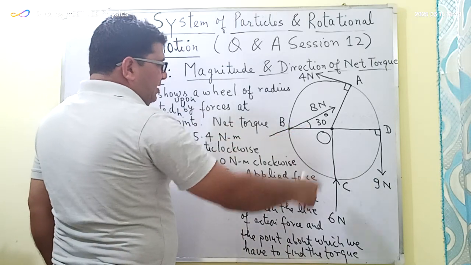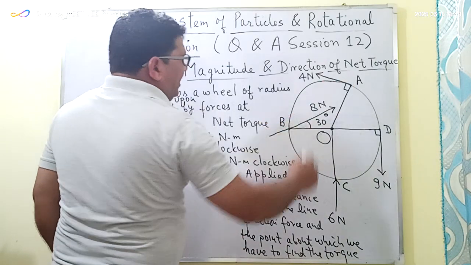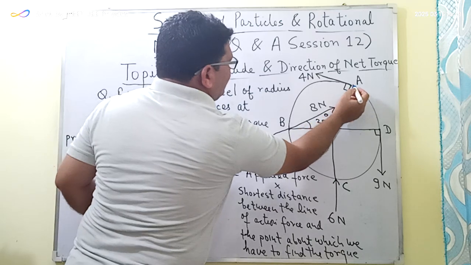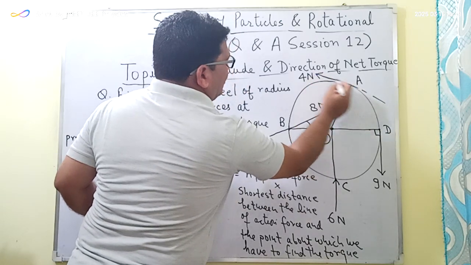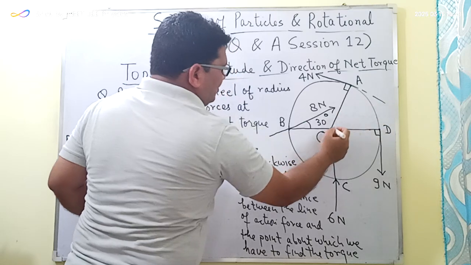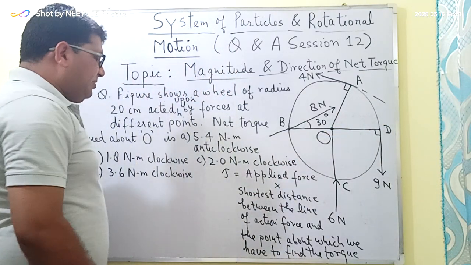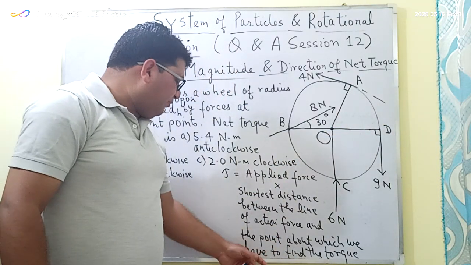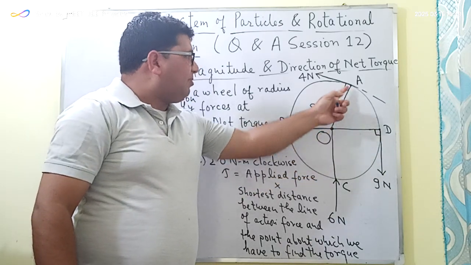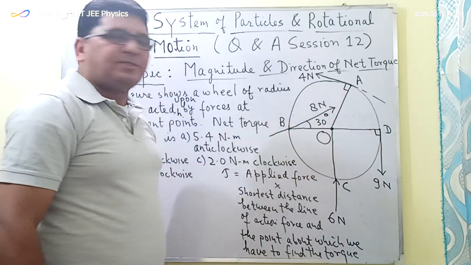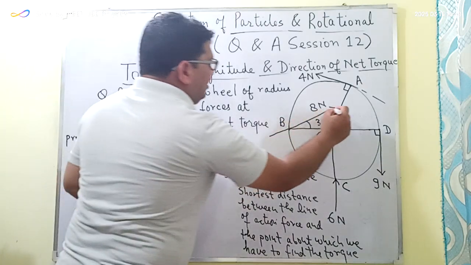Let us first consider the point A. This is the line of action of force, and the shortest distance between the line of action of force and the point about which we have to find the torque, that is O, will be the perpendicular distance. The perpendicular distance is 20 centimeter, which is the radius of this wheel.